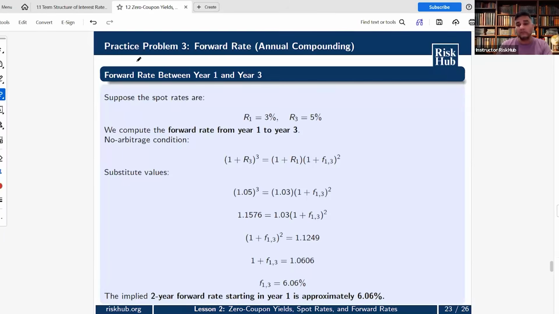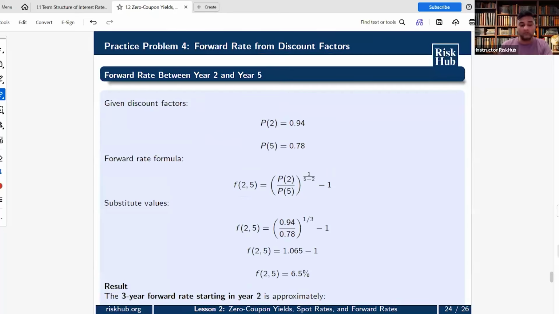Then practice problem number 3, forward rate, annual compounding. Suppose the spot rates R1 and R3 are given. We compute the forward rate from year 1 to 3, which is given by this equation. We solve it, we get it. The 2-year implied forward rate starting year 1 is approximately 6.06%. You can go back and solve this question, guys, on your own, right? The solutions and practice problems are for you to practice, right?